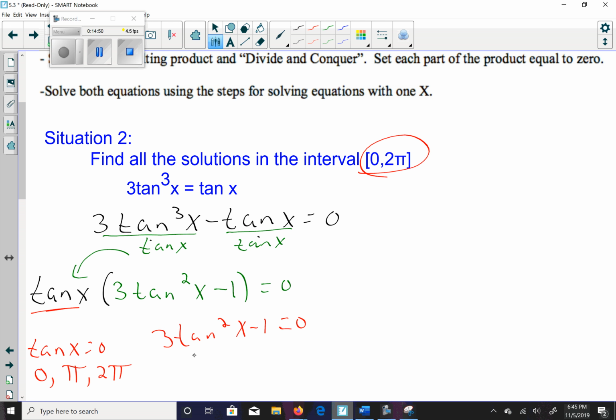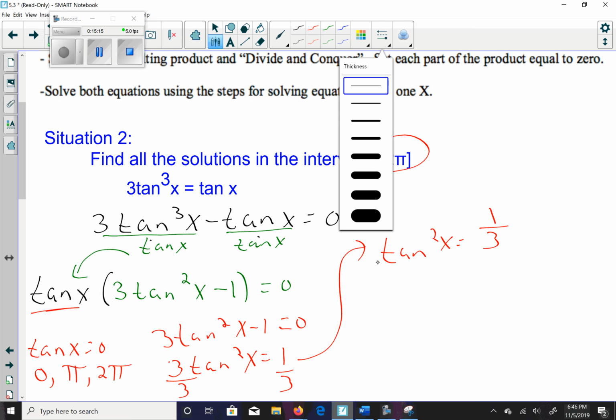This one I'm going to have to work for a little bit. So I'm going to add 1 to both sides. So I'm going to say 3 tangent squared x is equal to 1. Going up here for more room. Divide both sides by 3. Tangent squared x is equal to 1/3.